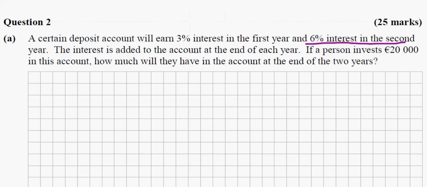A certain deposit account will earn 3% interest in the first year and 6% interest in the second year. The interest is added to the account each year. The person invests €20,000. €20,000 is the principal. How much would he have in the account at the end of 2 years?